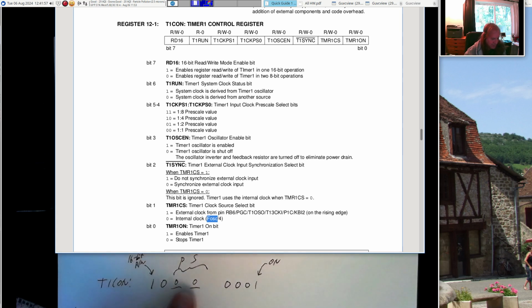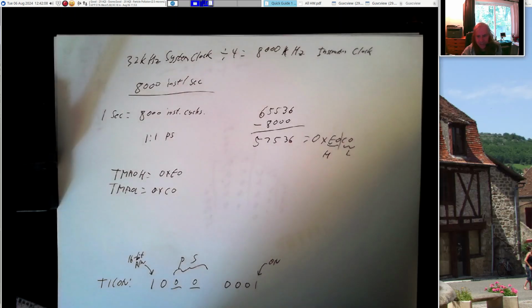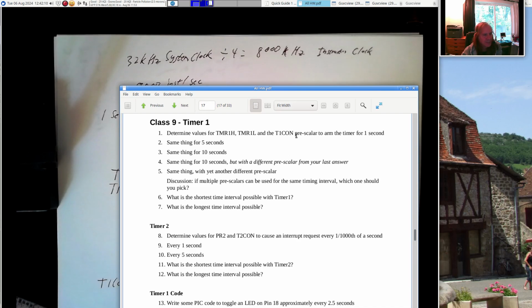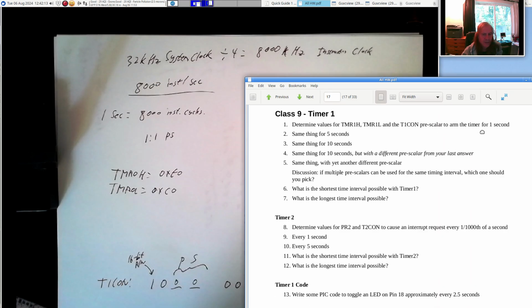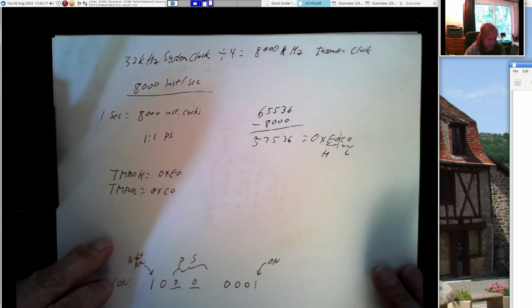And then these 2 bits here are the prescaler, anywhere from 1 to 1 up to 1 to 8. So that would be the T1CON value, but all I was asking for in the question here was actually what's the prescaler, and so you can just say it's 1 to 1. Okay, so we can modify this process pretty simply to do these other questions.